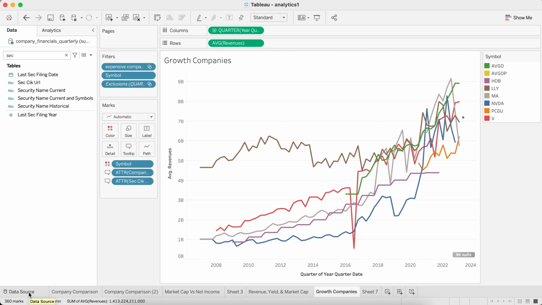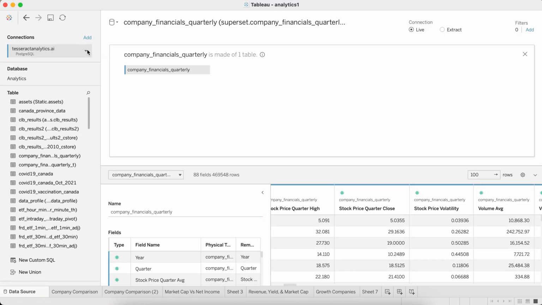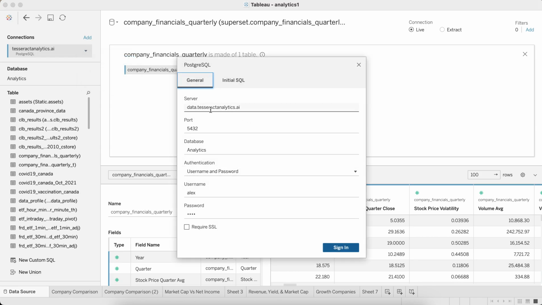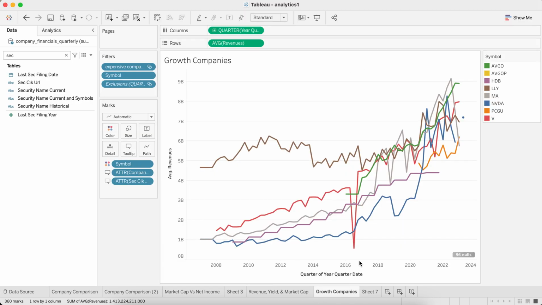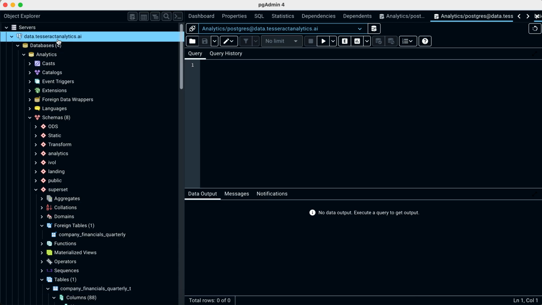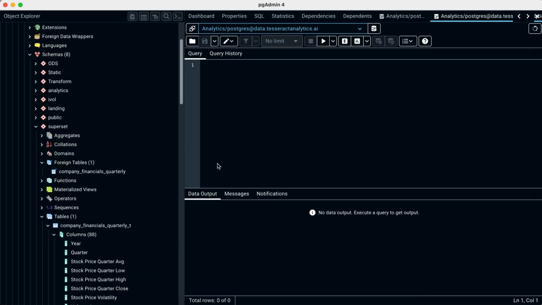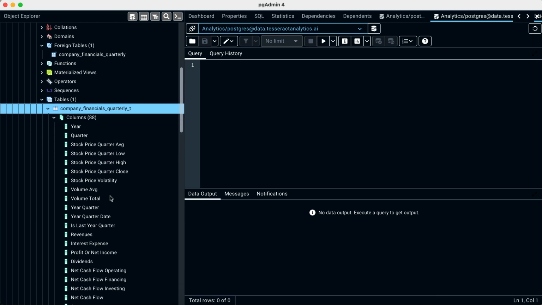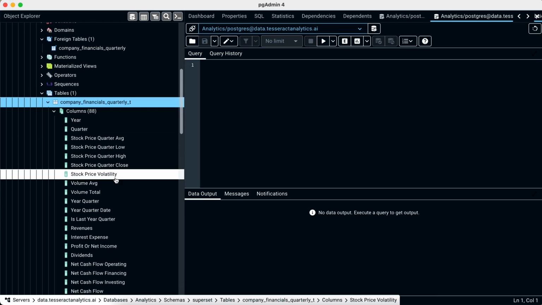Here in Tableau, I'm connected to my Postgres server that I'm running on my analytics database. The question is, how can we find more growth companies? How can we filter for them? To do it just inside Tableau is not that easy. So I'm going to open my pgAdmin console and let's take a look at the data using SQL. Here I have the data set that I've been analyzing in Tableau.